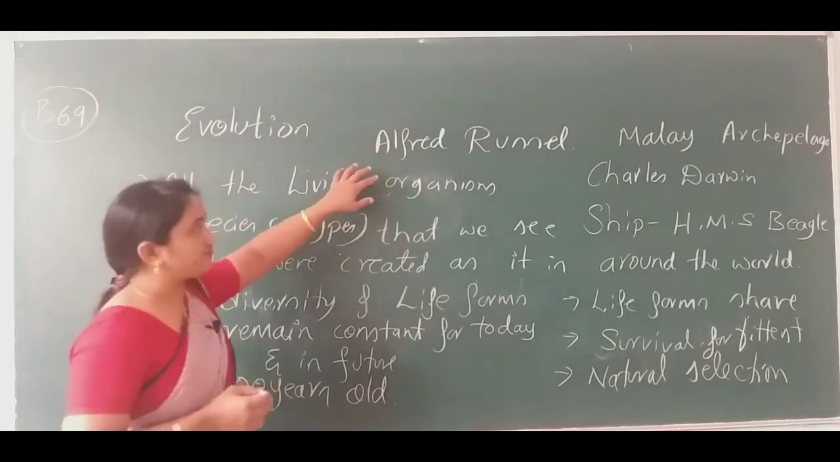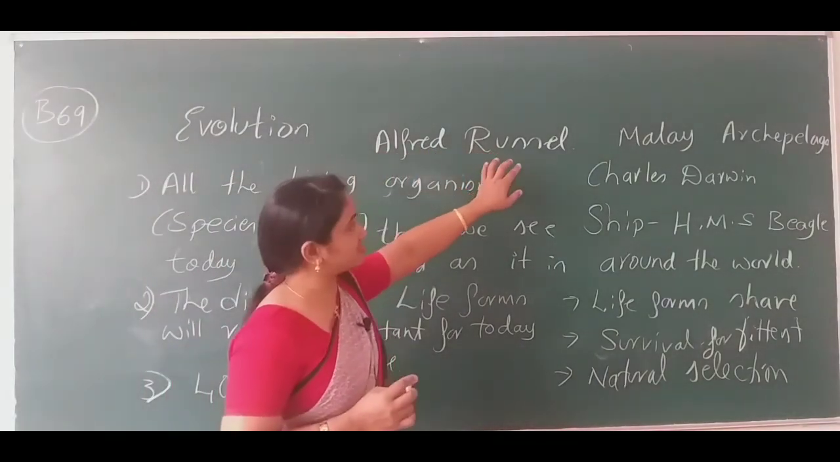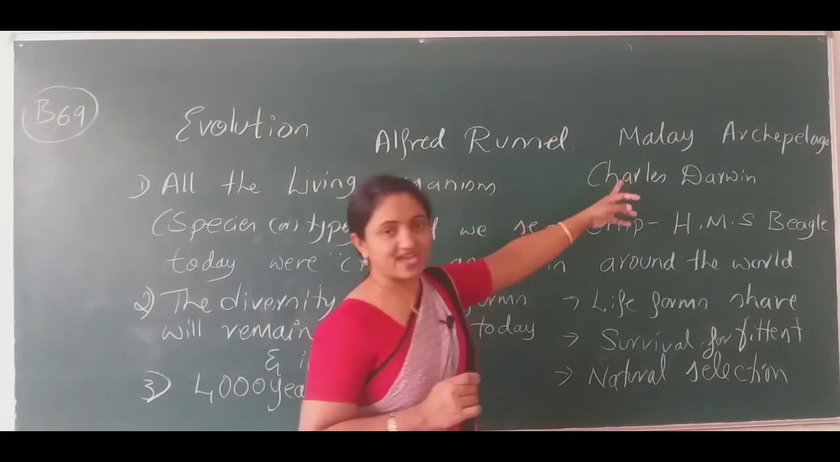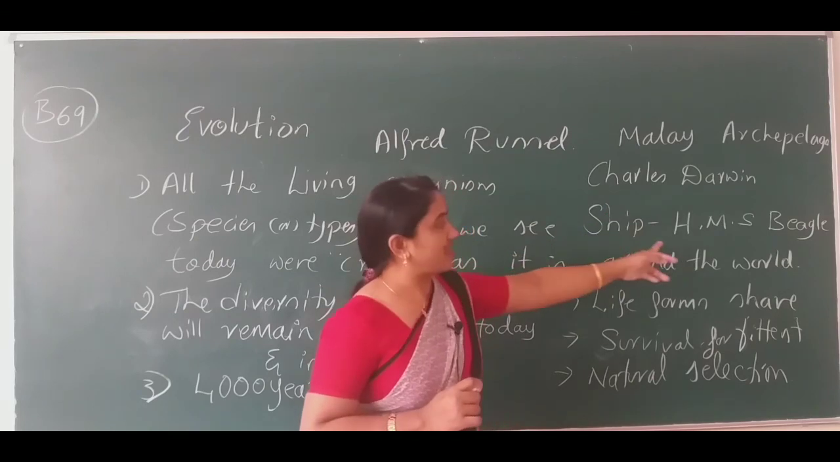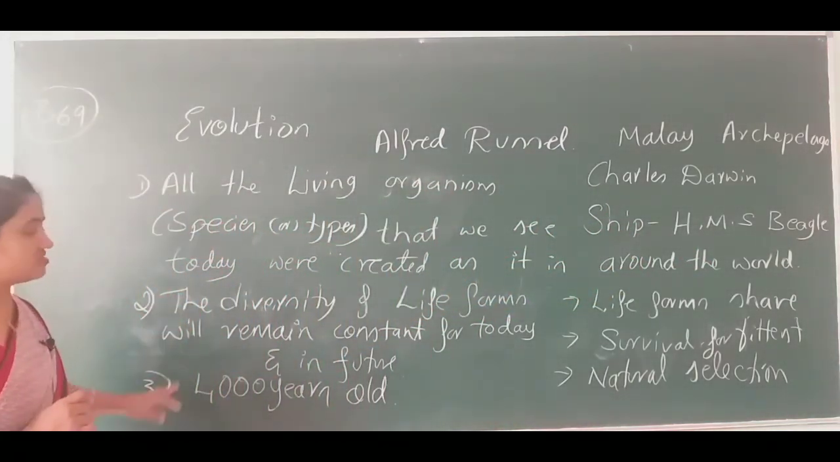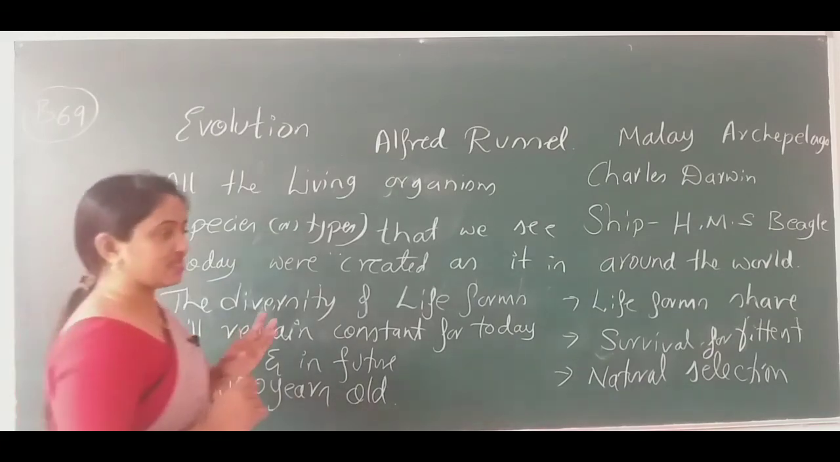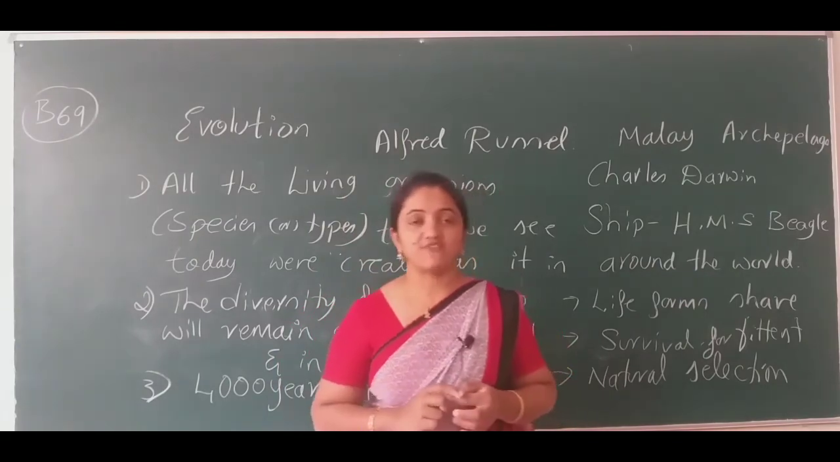So what you have to remember in this session: the scientist name Alfred Russell, Malay Archipelago, the place name, Charles Darwin and his ship name, the three connotations, and special creation. On what basis the special creation is, that too you have to understand.